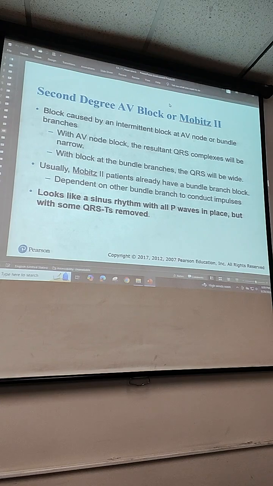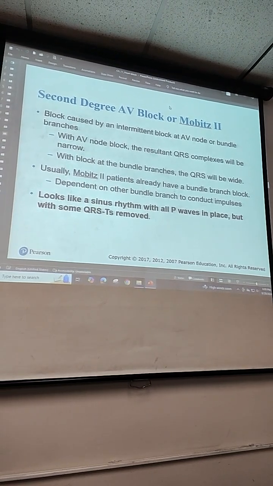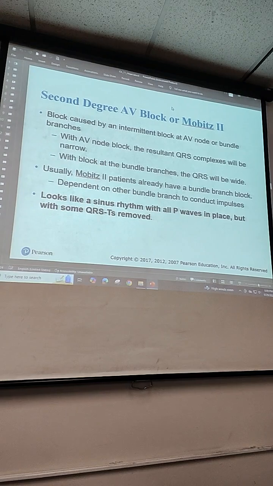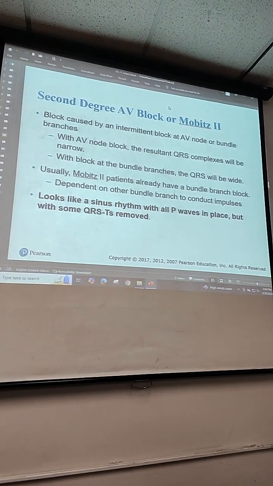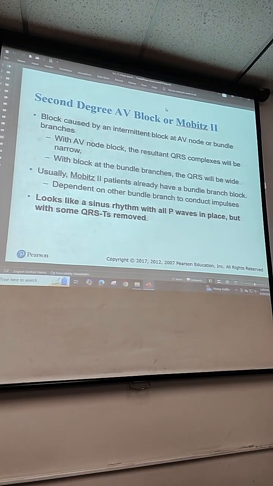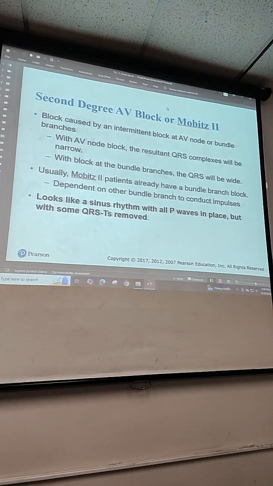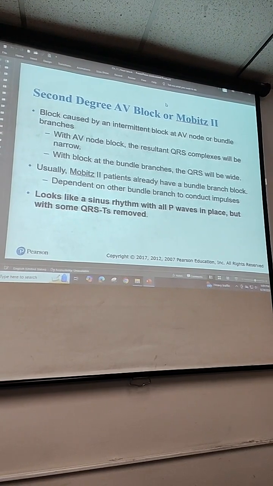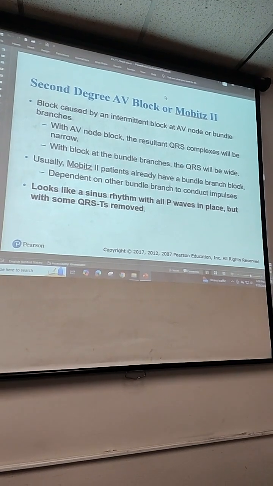So this is the difference with this AV block second degree, Mobitz 2. Remember, if you know Mobitz 1, this is basically the opposite. Because with the first one, the PR interval was long. And now it's focusing on the QRS. So that's how I'm going to remember it.